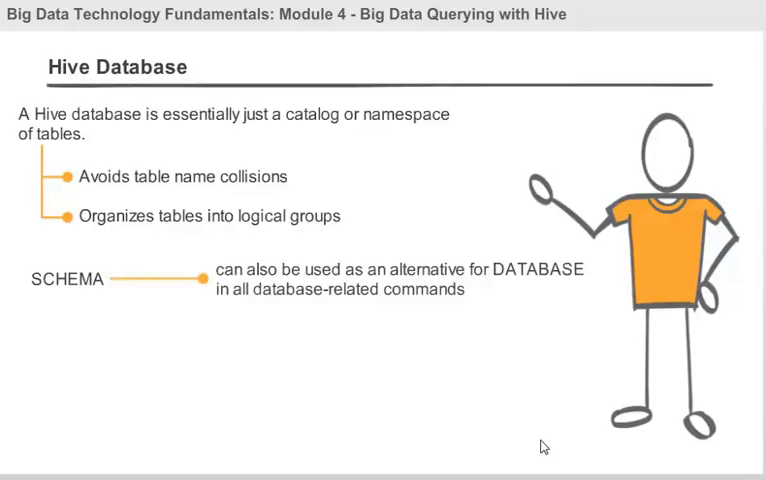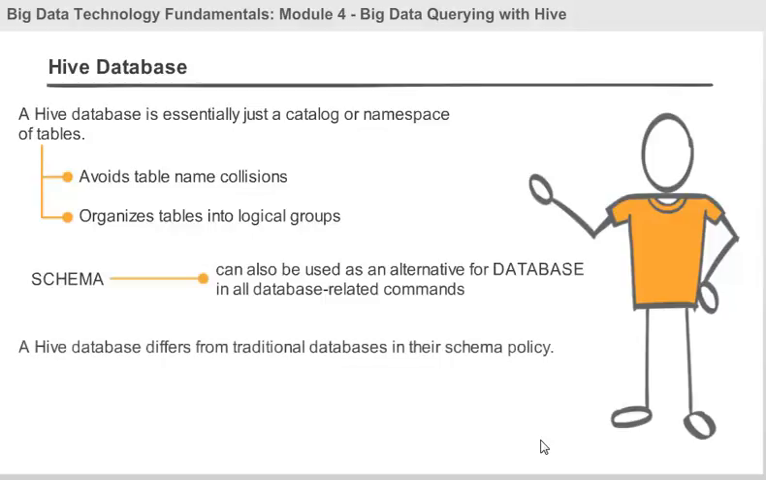A key difference between a Hive database and a traditional database lies in their schema policy. Traditional databases follow a schema on write policy. Once a schema is designed for a table, while writing data, it checks whether the data to be written conforms to the predefined schema. If it does not, then the write is rejected.